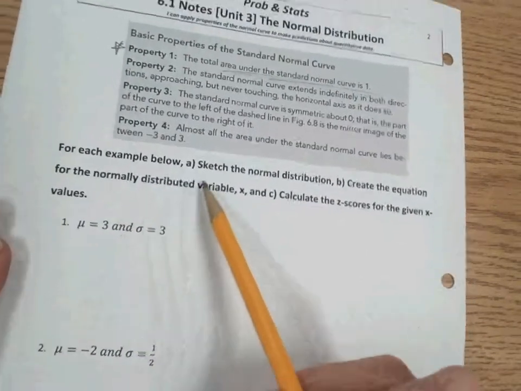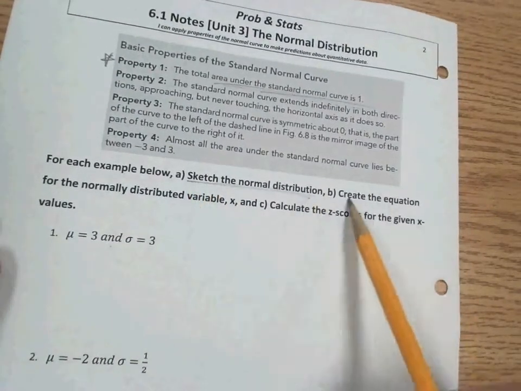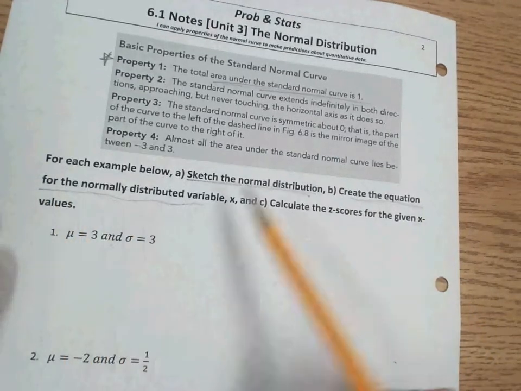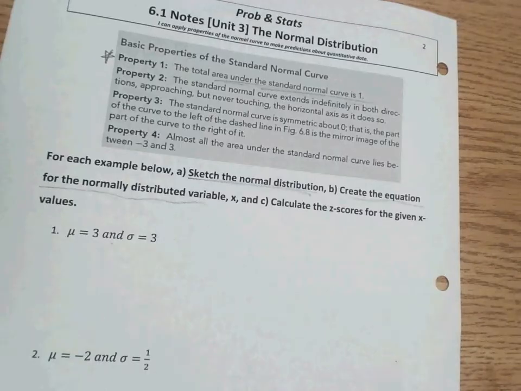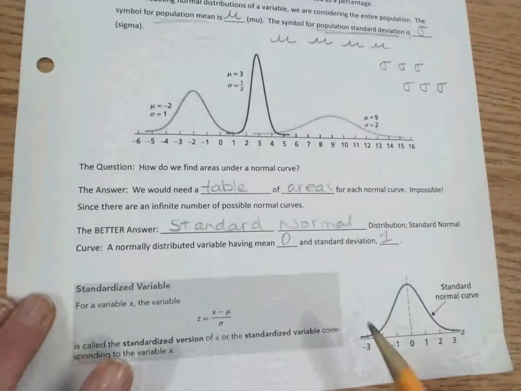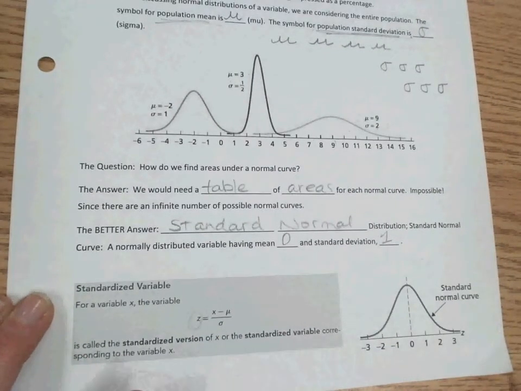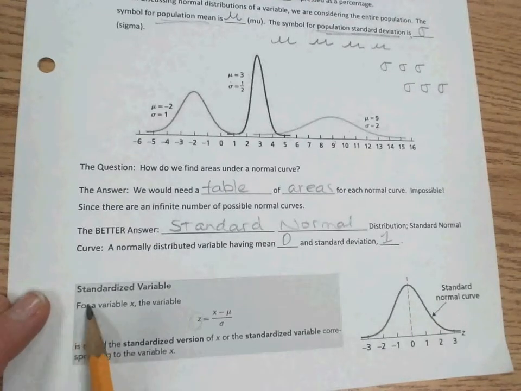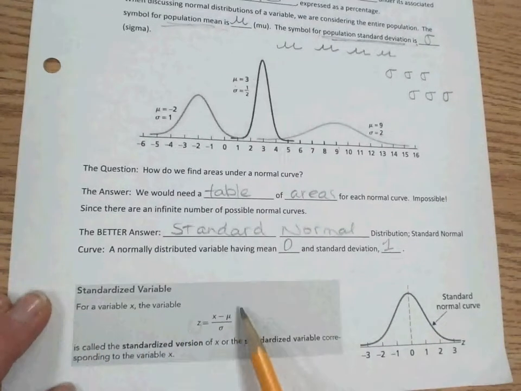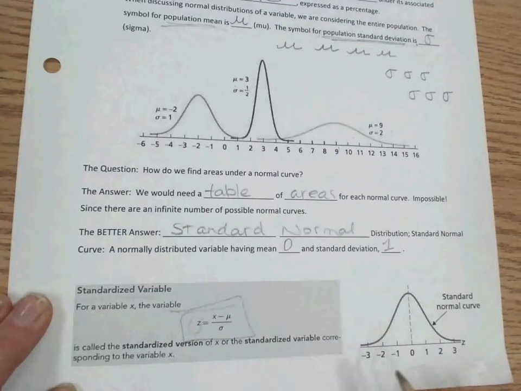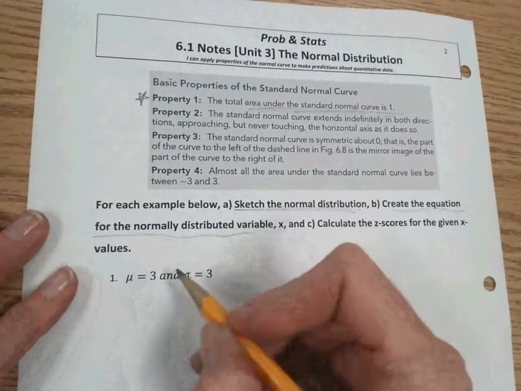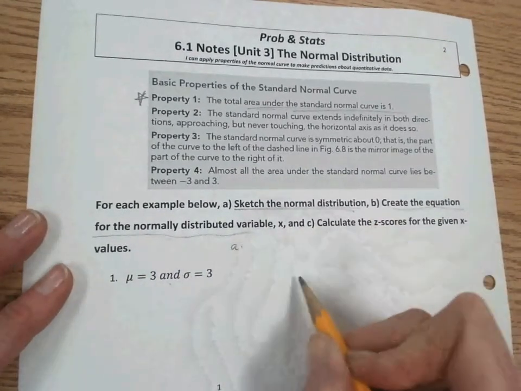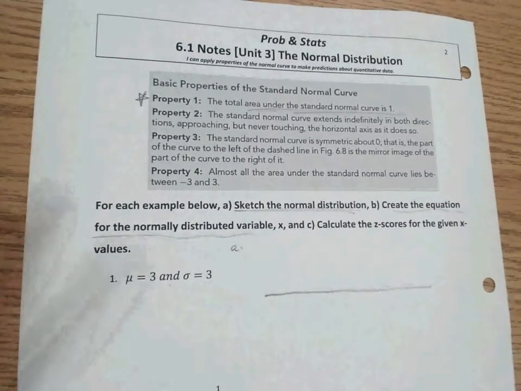So here's the shift. We'll look at 3 different questions and sketch the normal distribution, then create the equation for the normally distributed variable x, and then calculate the z-scores. So when I say z-scores, I'm referencing this z right here. The standardized variable follows this formula right here to help us create this standard normal curve. So part A we'll do up here.